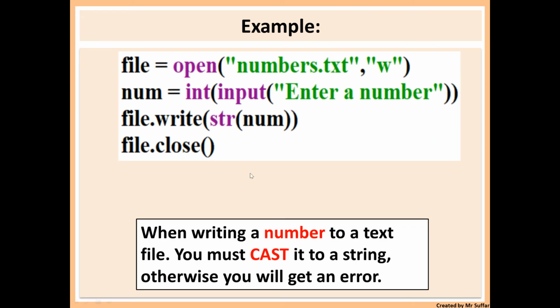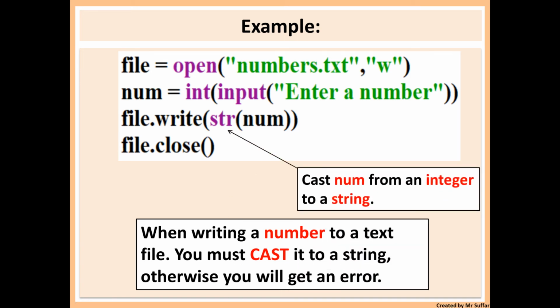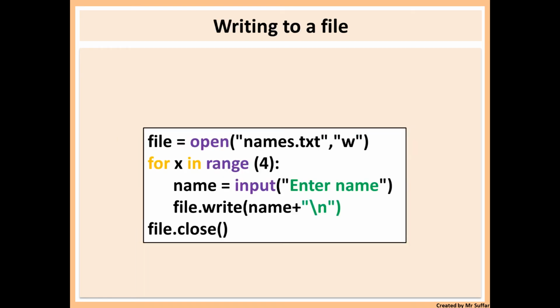Here is another one. I've created a file called numbers and opened it in write mode. Then I've asked the user for a number. Now I've set the variable to an integer. Now when we're writing to a text file, you cannot write integers into a text file. You have to cast them into a string. So to do that, you just put str in there. This will cast them into a string, and it will allow you to write these numbers to the text file.